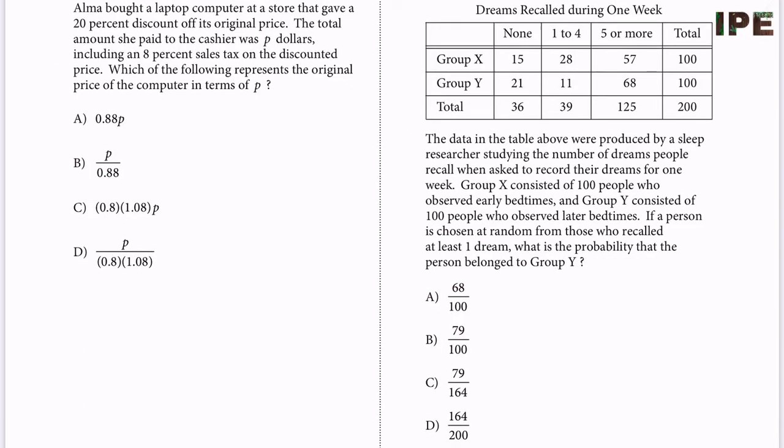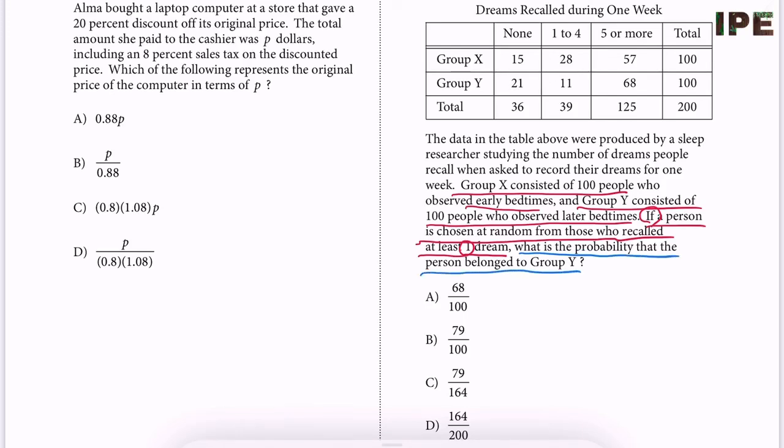Number 21. The data in the table above were produced by sleep researchers studying the number of dreams people recall when asked to record their dreams for 1 week. Group X consists of 100 people who observed early bedtime. Group Y consists of 100 people who observed late bedtime. If a person is chosen at random from those who record at least one dream, what is the probability that the person belongs to group Y? That is the given problem.